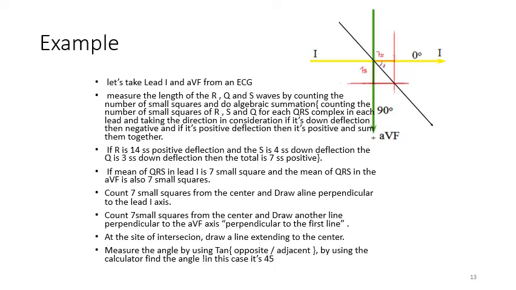Okay? So this is for the lead; it doesn't say which lead here.